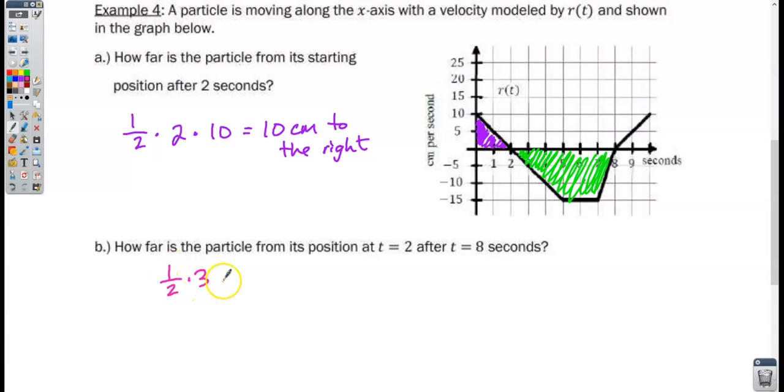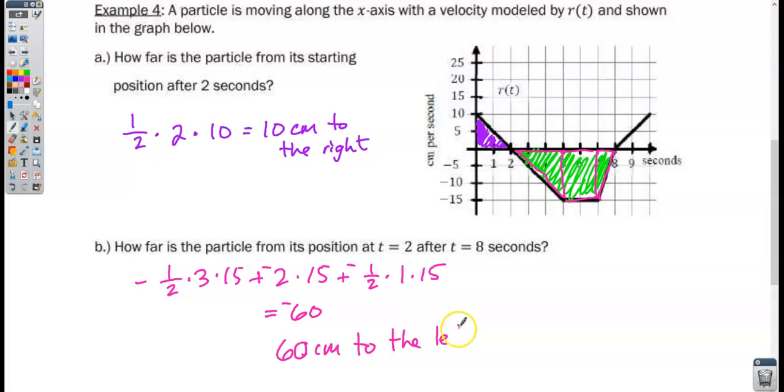I've got a triangle with a base of 3 and a height of 15. I've got a rectangle with a width of 2 and a height of 15. And I've got a triangle with a base of 1 and a height of 15. And I add all of those together and I get 60, but it's 60 below. So typically we would calculate this and all of this would be negative 60, which in this interpretation, since the particle's moving along the x-axis, this is going to be 60 units, I have my units, 60 centimeters to the left. So the negative area represents motion to the left instead of motion to the right.